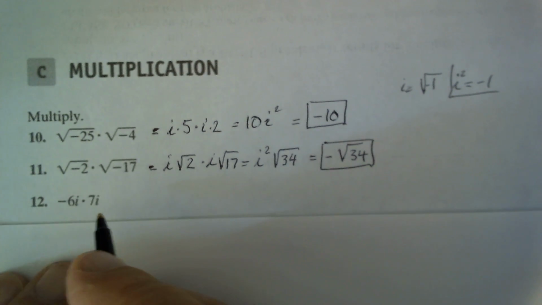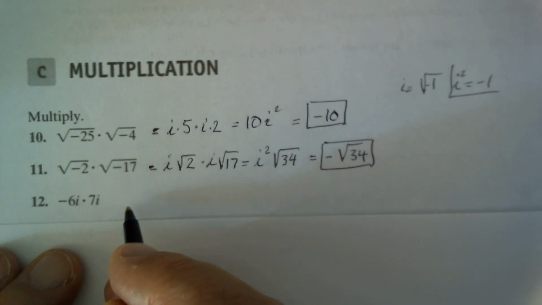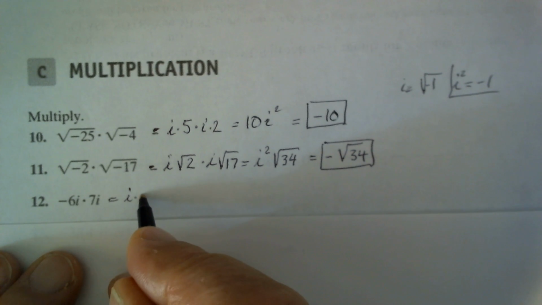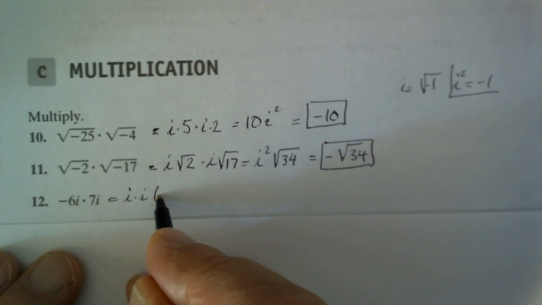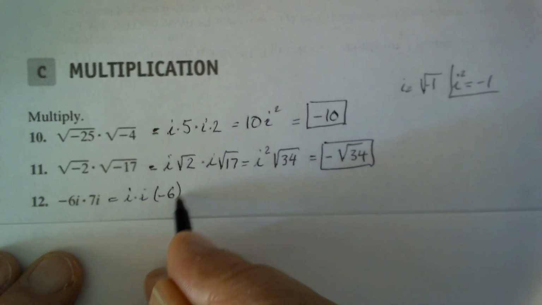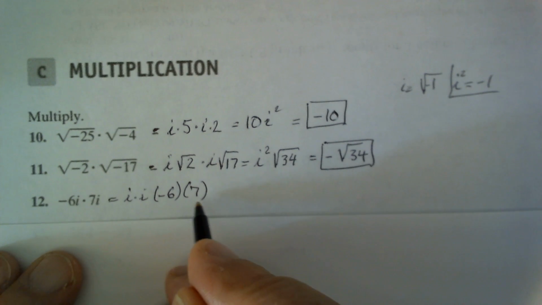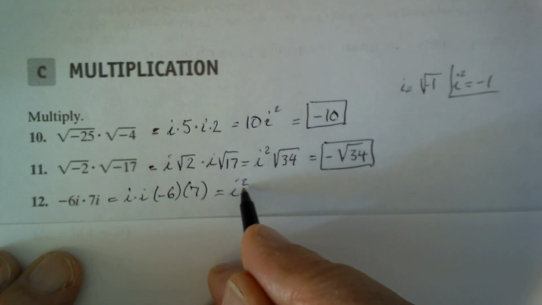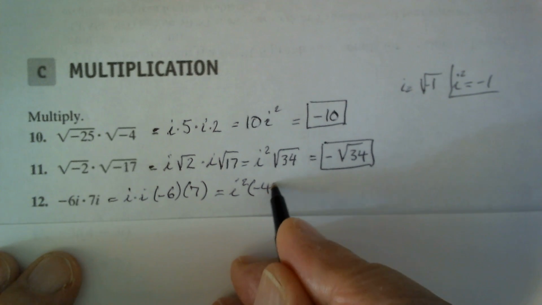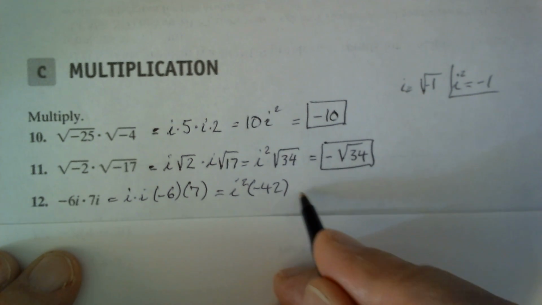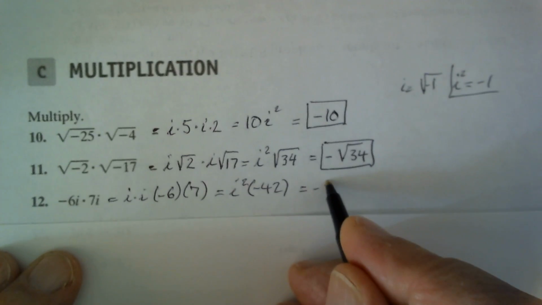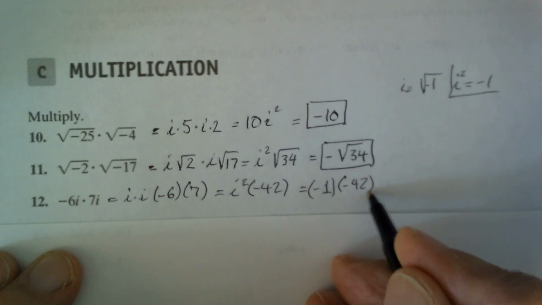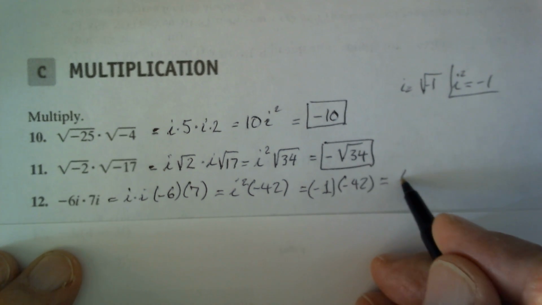For number 12, we can rewrite this as i times minus 6 times 7. So that's i squared times minus 42. But i squared is equal to minus 1. So minus 1 times minus 42 is equal to 42.